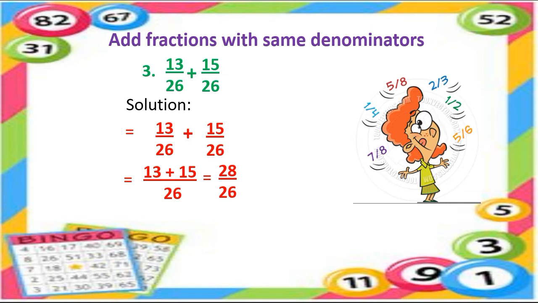We can cut the numerator and denominator's value by the table of 2. 2 ones are 2 and 2 fours are 8. Similarly, 2 ones are 2 and 2 threes are 6. So after reducing them, the final fraction is 14 upon 13. So this is our answer. I hope you have understood it, because this is a very easy and simple method of adding fractions with same denominators.